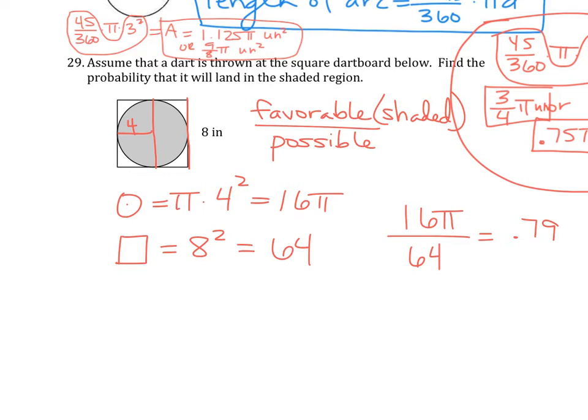So what does 0.79 mean? 79%. You have a 79% chance of hitting the shaded section. Did you really just guess that? No jokes. That's why I always say you're going to hit the dartboard. You have a 79% chance.